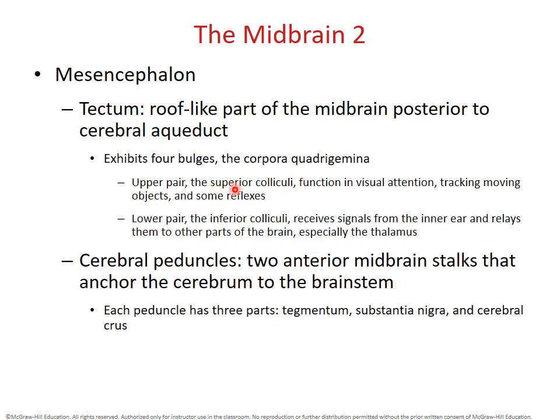So the superior colliculi seem to be involved specifically in relaying visual messages and some visual reflexes like pupillary dilation and constriction. The lower pair seem to be involved more in auditory messages, relaying messages regarding sound to the brain, and also some reflexes associated with hearing, such as tensing of the eardrum in response to particularly loud sounds. They don't cause the reflex, but they're involved in the reflex or the relay pathway.